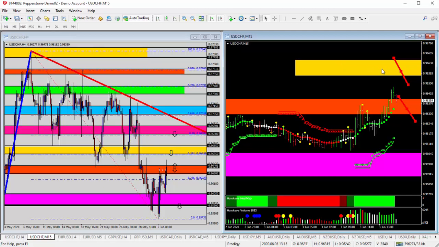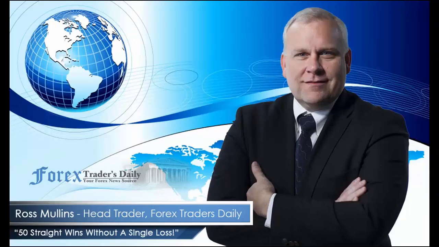We talk about that in the trade room every day. Direction, where, and that would be the colored support and resistance levels, and when, and we'll look to our volume indicator to give us an idea when to make that entry for the dollar franc today. From Forex Traders Daily, this has been your daily analysis with Ross Mullins.